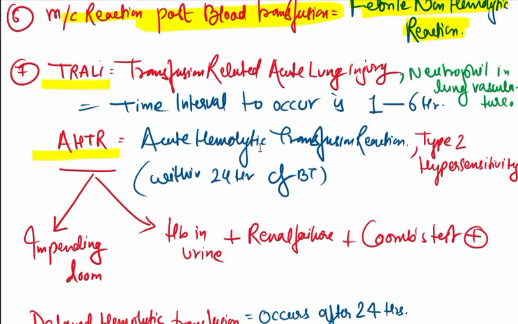So what is TRALI? TRALI is transfusion related acute lung injury. It is neutrophil mediated. Neutrophils are present in the lung vasculature of the patient, and it occurs between 1 to 6 hours of blood transfusion.